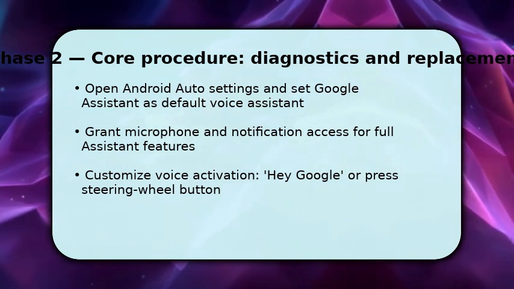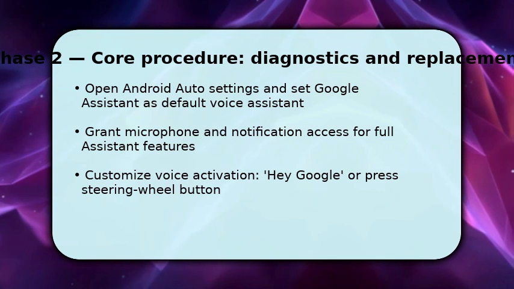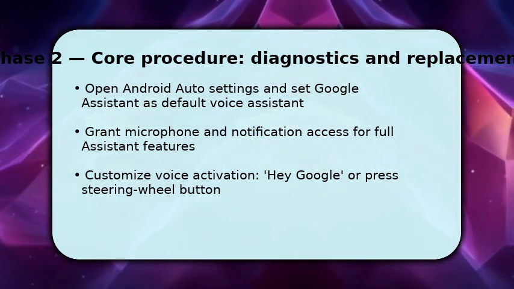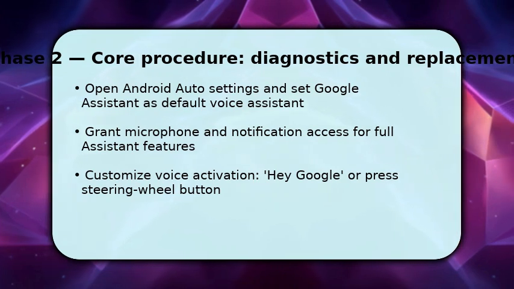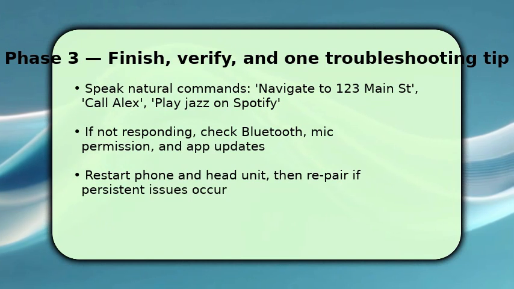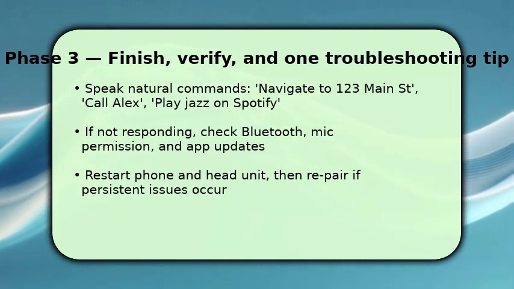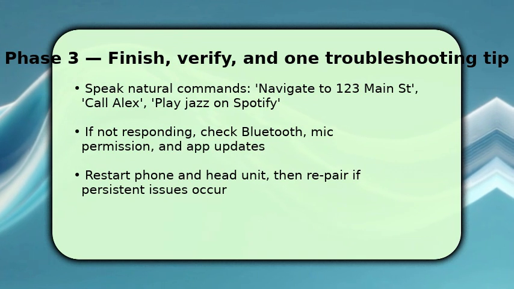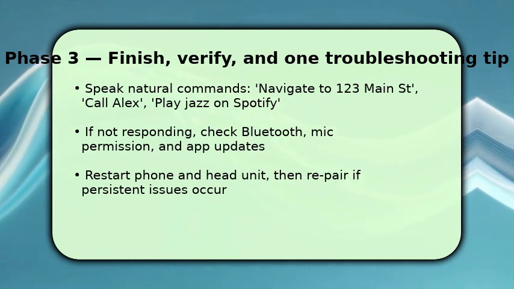Next, choose how you'll trigger it, enabling Hey Google Wake or assigning the steering wheel voice button. Doing this lets you ask for navigation, calls, or music hands-free while driving. You're ready to use Google in Android Auto. Speak natural commands like navigate to 123 Main Street, call Alex, or play jazz on Spotify, and Assistant will respond.